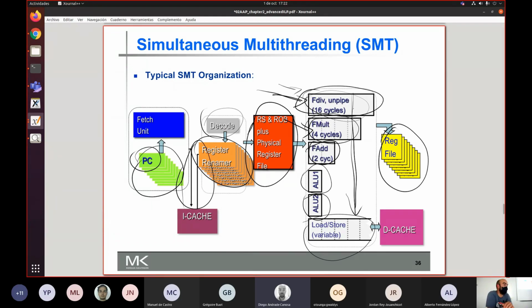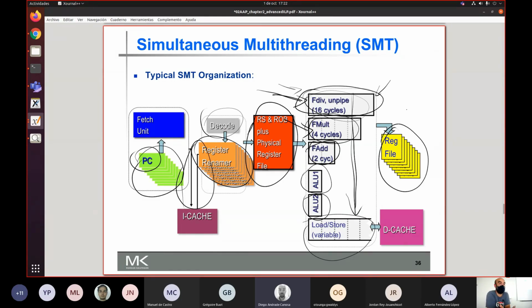Actually, this is a trade-off. Normally, those resources that are cheap, like integer arithmetic logic units, are replicated, because they are cheap. But the costly units, like the floating point units, sometimes are not replicated. So it's up to the scheduler to avoid these structural hazards. Okay?